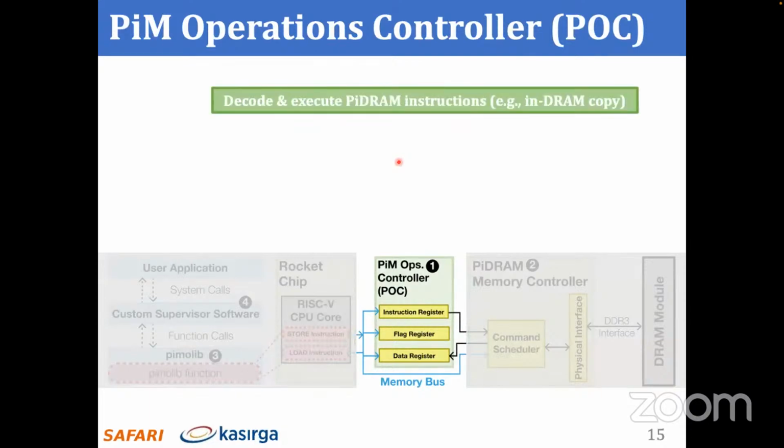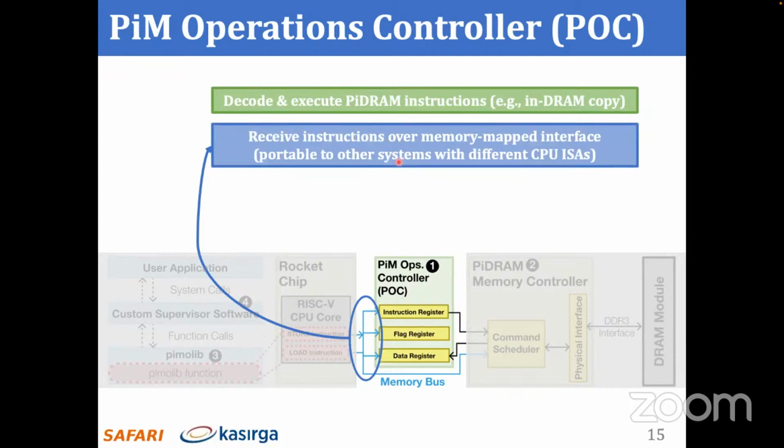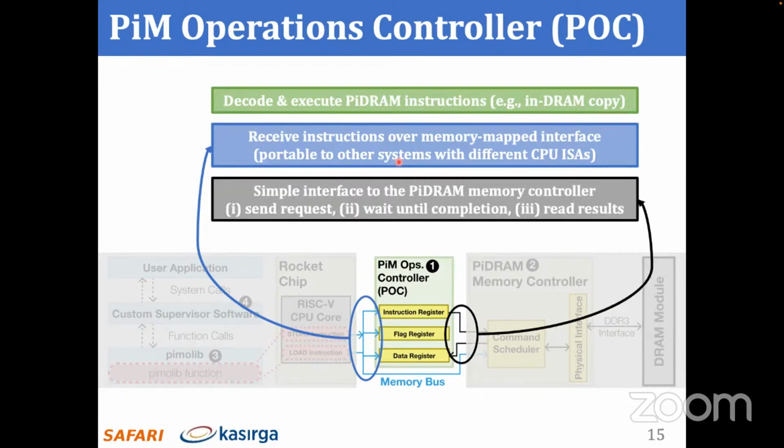So the first is the PIM operations controller. It decodes and executes PiDRAM instructions. For example, for an in-DRAM copy operation, we implement a new instruction that's a PiDRAM instruction. And it receives these instructions over a memory mapped interface. This makes it portable to other systems with different CPU ISAs. This is essentially an ISA transparent way to implement the communication between the host system and the operations controller. It's connected to the memory controller over a simple interface, where the protocol is that the PiDRAM memory controller sends a request to perform an in-DRAM operation, waits until completion, and then reads the results.